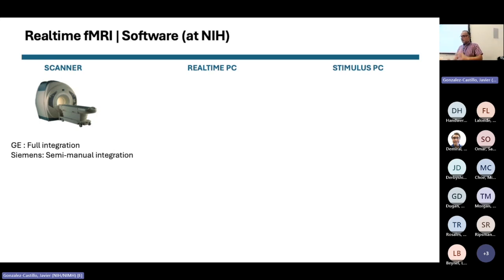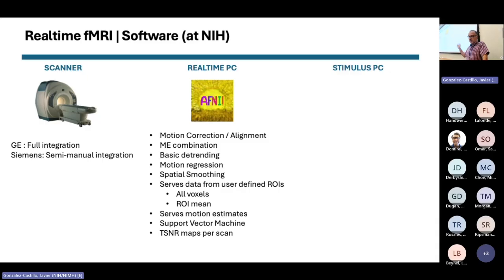So that's about the scanner. That idea of having prepared the infrastructure and making sure it talks to the other computer, where everything is running, is set here. For what's on that other computer, we rely on AFNI, which, as you know, gets developed here. The AFNI real-time system can do motion correction and alignment, and multi-echo combination, just optimal combination. You cannot do TEDANA in real time, that needs the whole time series. It can do basically detrending and motion regression.